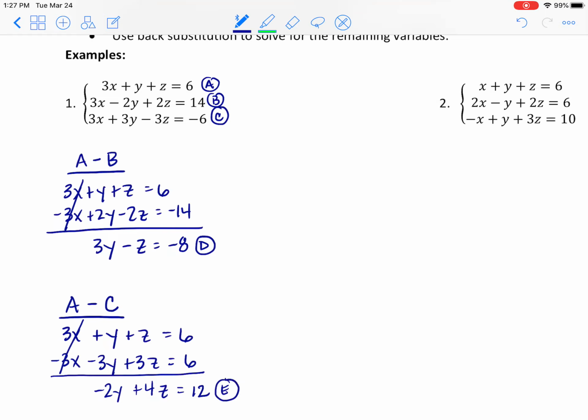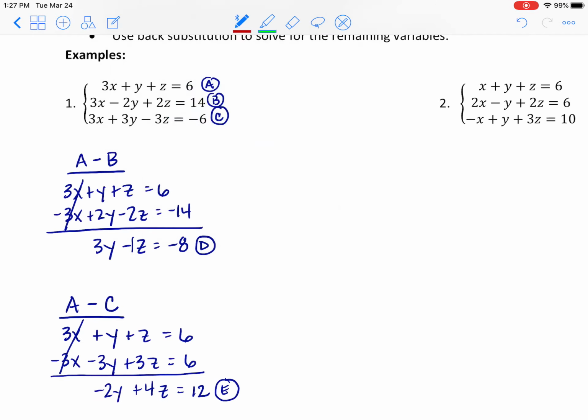Now, if I'm looking at D and E, the results of those two eliminating processes, I have a 2-by-2 system. I now have two equations and two variables. So I can use elimination with D and E to solve for one of the variables. Now, looking at D and E, it looks like it's going to be easier to eliminate z because of the least common multiple for their coefficients. If I'm looking at a coefficient of 1 here and 4 in the other equation, all I've got to do is multiply the first equation by 4.